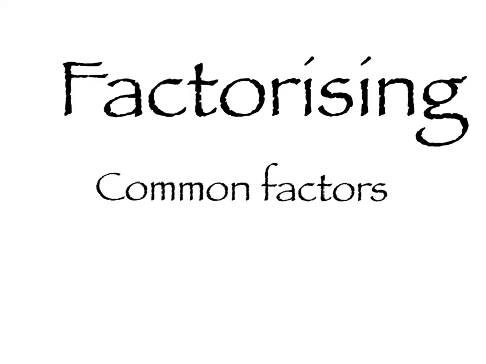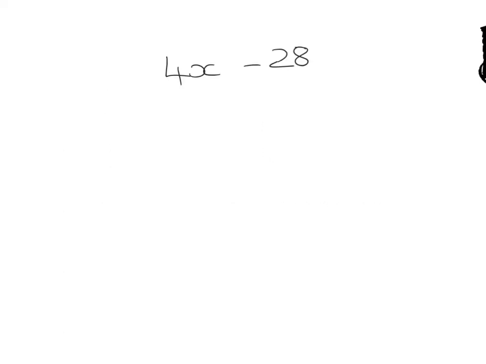Factorising common factors. When you're working with factorising, your first job is to find a common factor. If there's a common factor, you've got to take it out and leave the rest of the stuff in a bracket before you can do anything else. Now what you do is you start with the numbers, and if you look at these two numbers, 4 and 28, 4, the smaller number, can divide into 28 without leaving any rest.